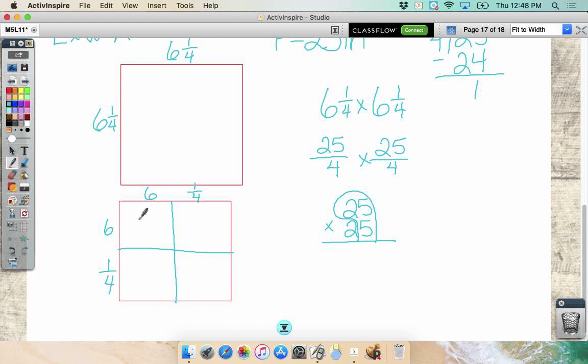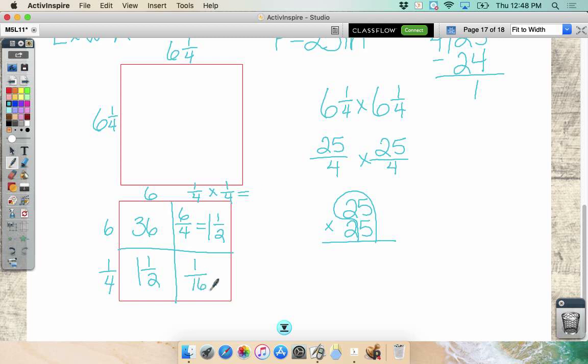6 times 6, 36. 6 times 1/4, 6/4 or 1 1/2. He remembered. Did you remember? We were going to try and memorize that. 1 and 2/4 is 1 1/2. 6 times 1/4 is 1 1/2, and 1/4 times 1/4 is 1/16.